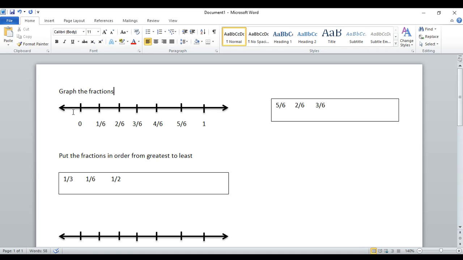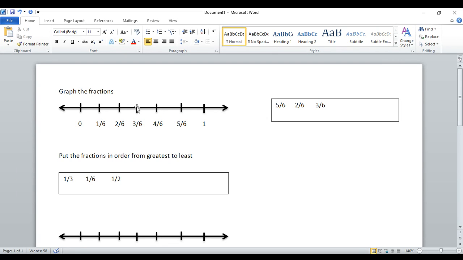So if you're going to graph the fractions, it will give you a number line, and it might give you three fractions just like this: 5/6, 2/6, and 3/6. So if you're going to graph them, you'll go over here to 5/6 and you'll put a little dot on there. You'll click on it in IXL and it'll put a little dot for you. And then you'll go to 2/6 and you'll put a little dot there. And you'll go to 3/6 and you'll put a little dot there.